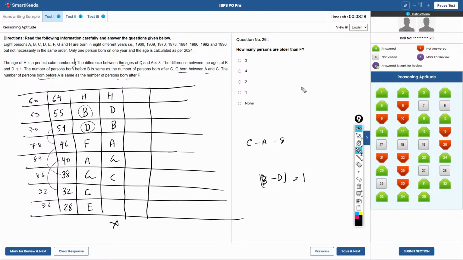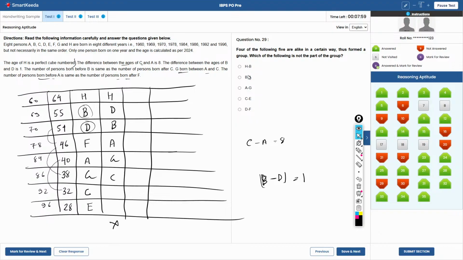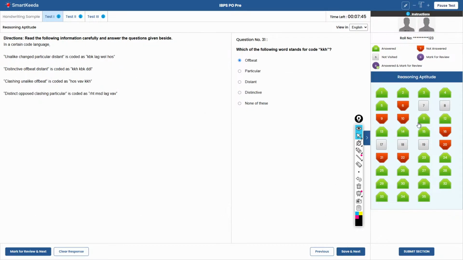Again E. How many person older than F? Older than F, 3. Who was born immediately before E? Immediately before is C. Who was born immediately after H? So B. So HB, DA, AG, CE, and DF. How many person between B and G? B and G, 3. Okay.